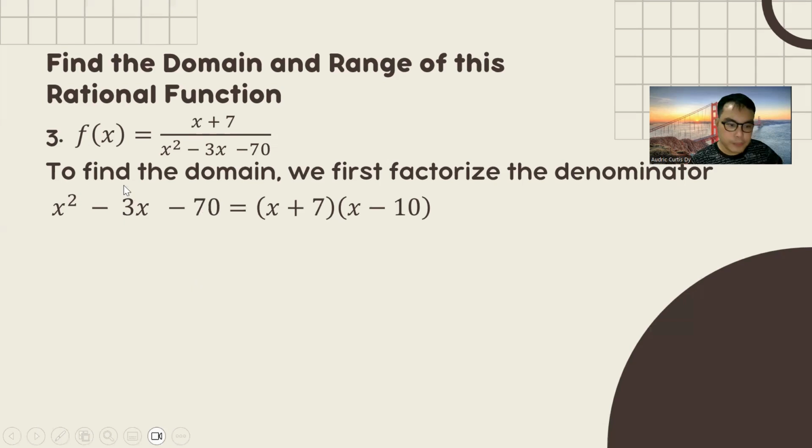However, the middle term is a sum, right? So the sum is negative 3. So therefore, negative 10 plus 7 is equal to negative 3. That's why the middle term is negative 3. So hence, the factors are negative 10 and 7. So we use the factorization method.